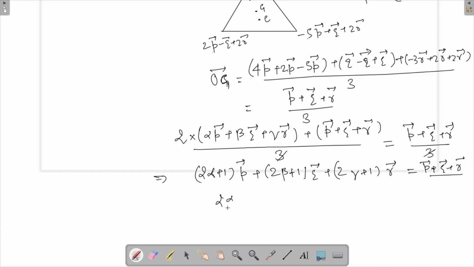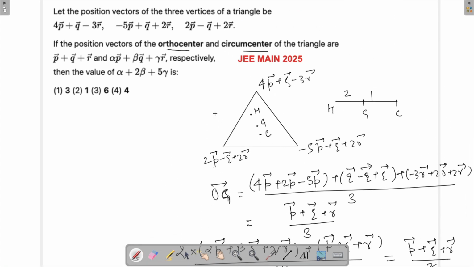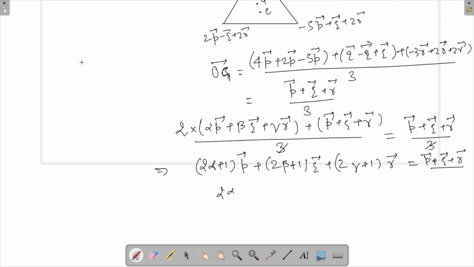I think the problem here is that the orthocenter part is not p plus q plus r, but rather (p plus q plus r) by 4. So nothing changes much, but here this will become 1 by 4, this will become 1 by 4, and this will become 1 by 4.